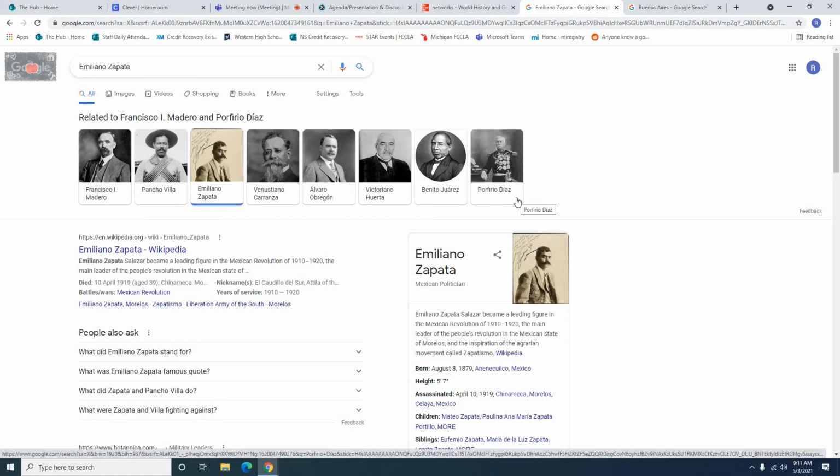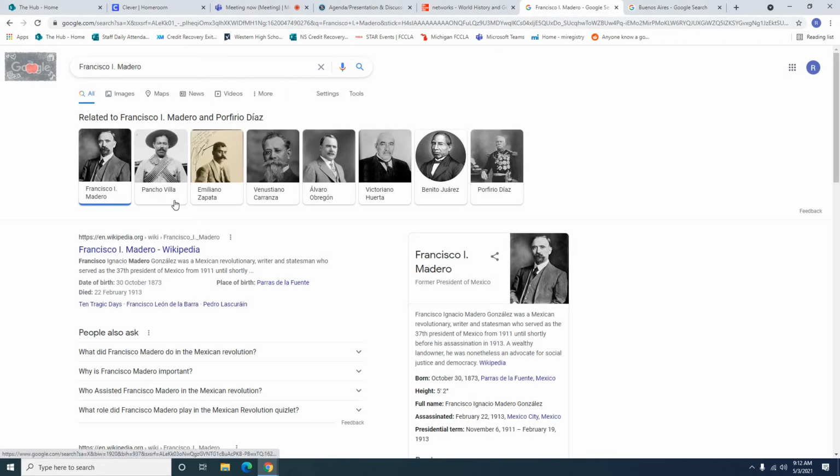Diaz is going to make his way to Spain in exile. And Madero is going to basically tell Zapata and Villa, particularly Zapata, to disarm. Like, the job is done, the revolution is over, we're good here. You know, we're going to advocate for social justice and democracy. He initiates a lot of forward-thinking reforms, but he doesn't have a lot of time. He's only in office, as you can see, from 1911 to 1913.